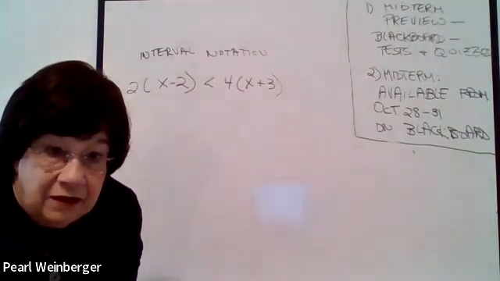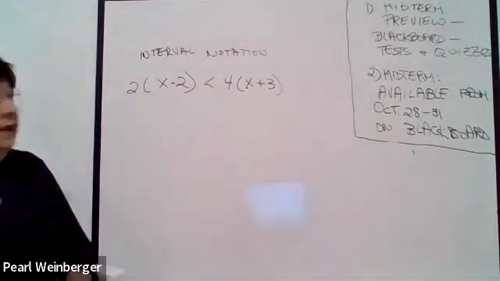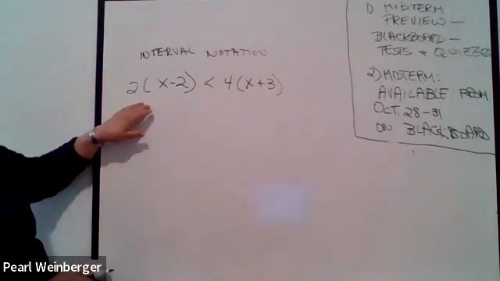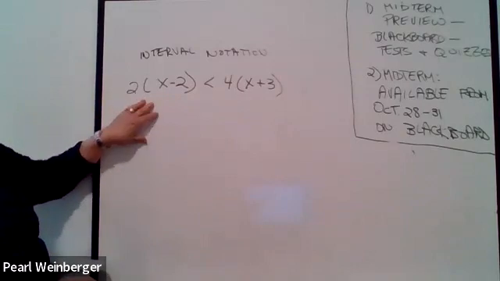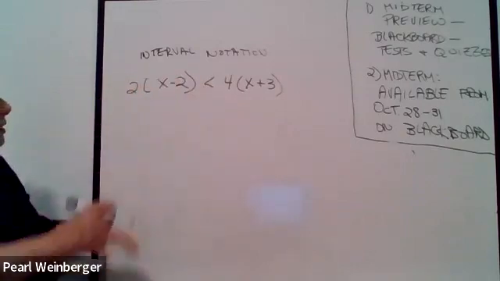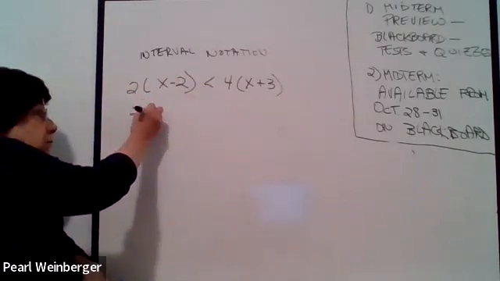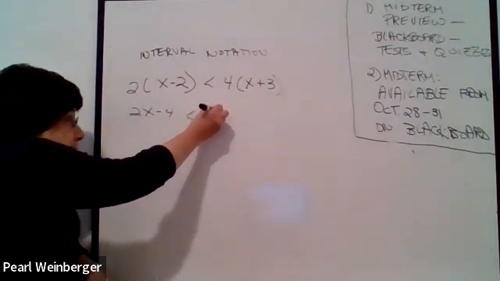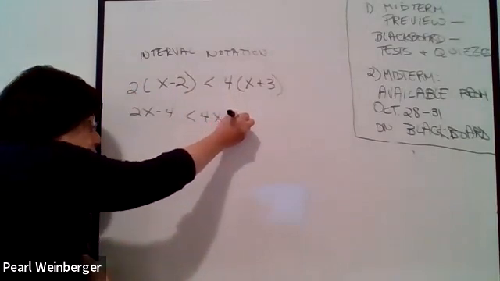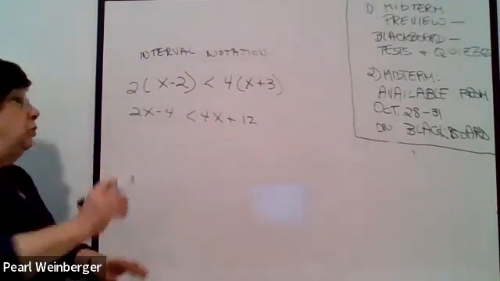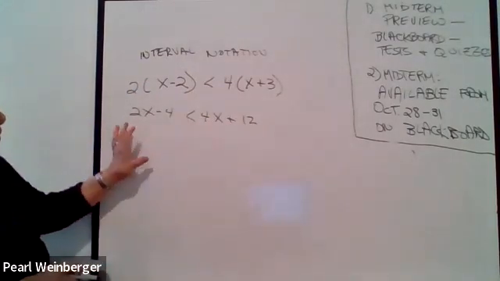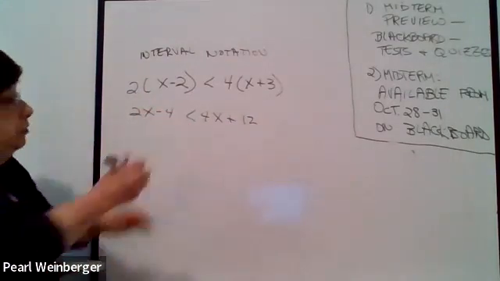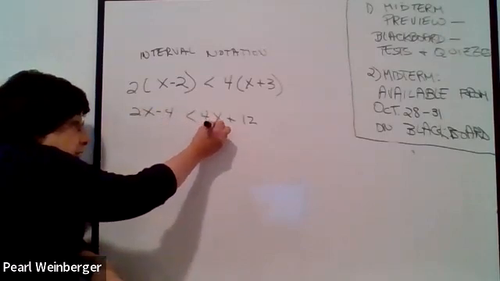Okay, let's see. Now I came up with an answer. Let's see if we come up with the same answer. We're going to first remove the parentheses, so we'll get 2x minus 4 less than 4x plus 12. And remember, with an inequality, I always want to end up with the x's on the left side. So I'm going to bring this 4x to the other side.